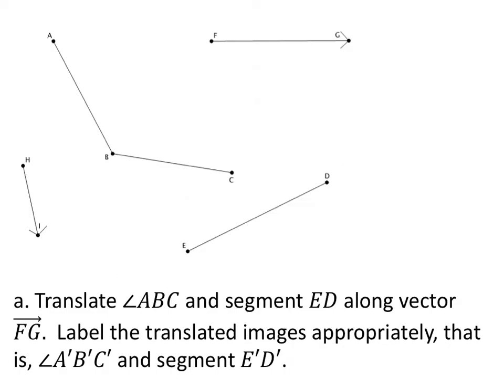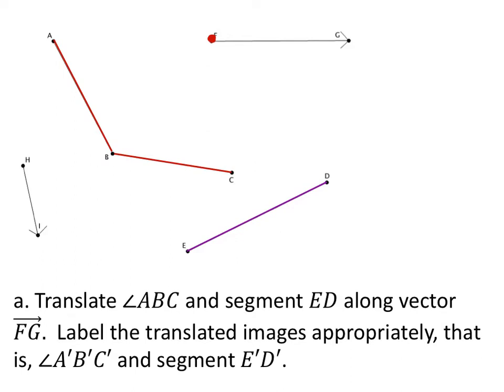Translate angle ABC and segment ED along vector FG. Label the translated images appropriately, that is, triangle A prime, B prime, C prime, and segment E prime, D prime. All right, so to do this one, what you would need to do is use a scratch piece of paper as a transparency on this. And this one's nice because on the iPad, it's kind of already a transparency. So I'm just going to trace over these like you guys would. Now, on my transparency, if I had one, I would put a point on F, because I can see the arrows going to G, not only in the figure, but also down here. This shows that arrow F to G.